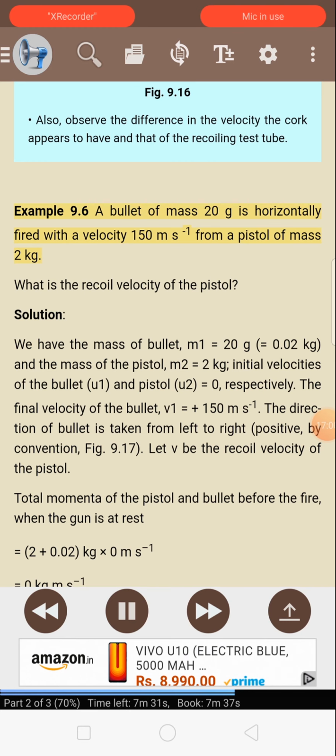Example 9.6. A bullet of mass 20 grams is horizontally fired with a velocity 150 meters per second from a pistol of mass 2 kilograms. What is the recoil velocity of the pistol?